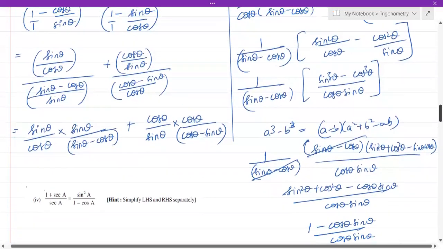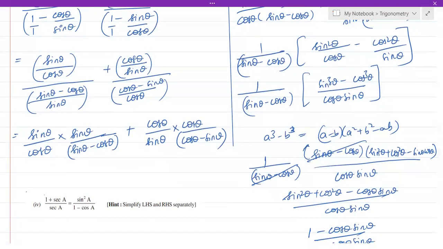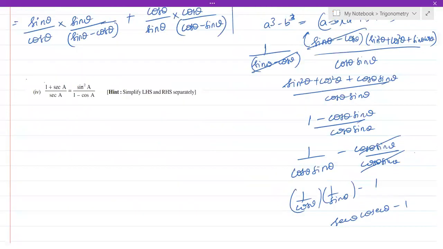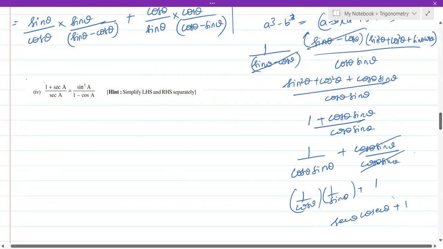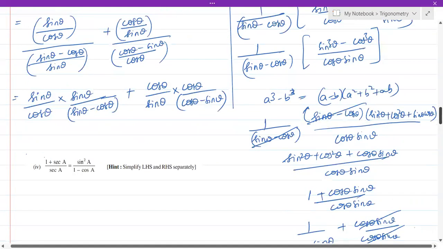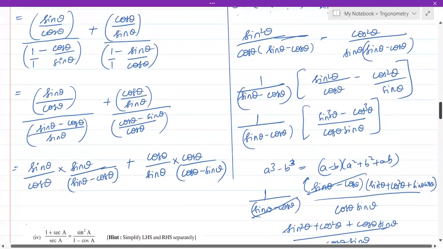Okay, I made a small mistake. Yeah, it is plus ab. The formula a cube minus b cube is a minus b, a square plus b square plus ab. Okay, I'm sorry. Sorry about that. So everywhere it is plus. You will get the identity now. So secant theta cosecant theta plus 1. Or you can also write it as 1 plus secant theta cosecant theta. Okay, I'm sorry about the formula. It is a minus b into a square plus b square plus ab.